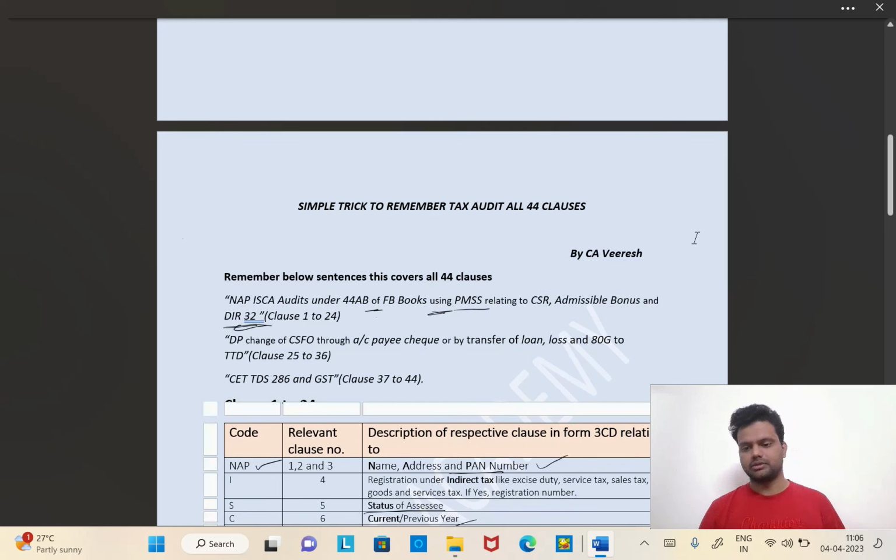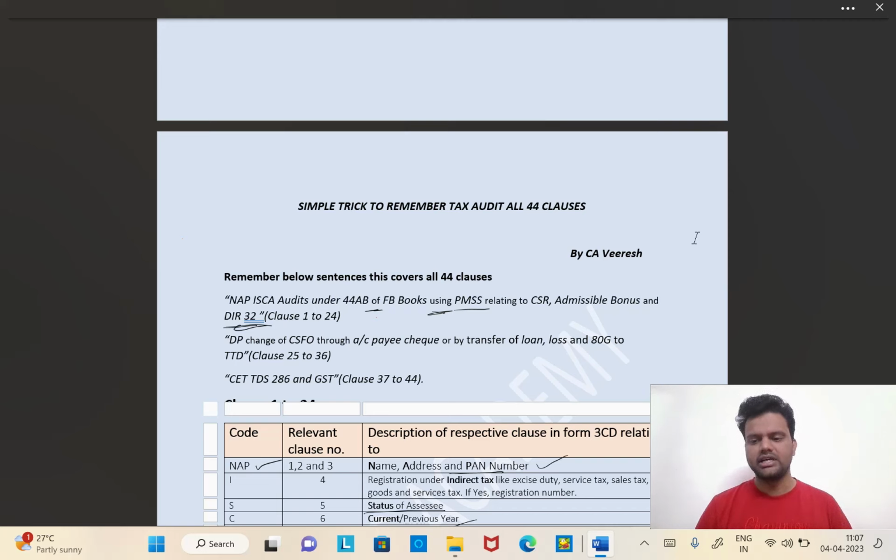I hope this code is very easy. I tried using some stories, some logic, etc., to remember the 44 clauses, but this is the easiest way. I know it needs a little bit of practice after this video, but still you will be able to remember. That is my guarantee. I tried it after preparing this material, definitely, so I'm able to remember the numbers.